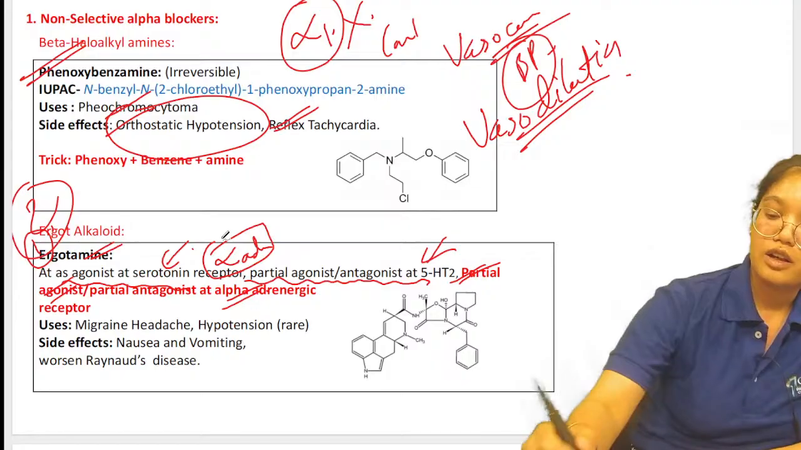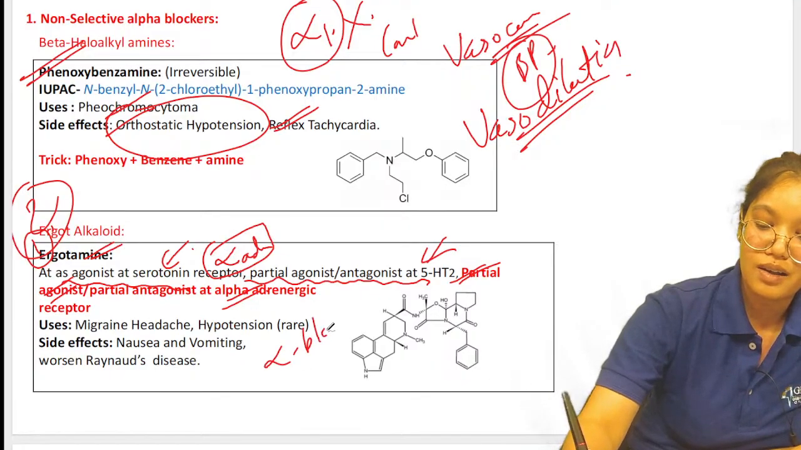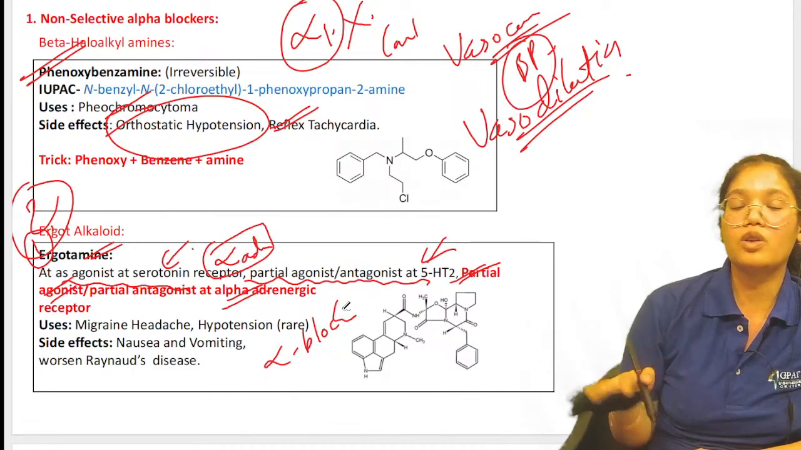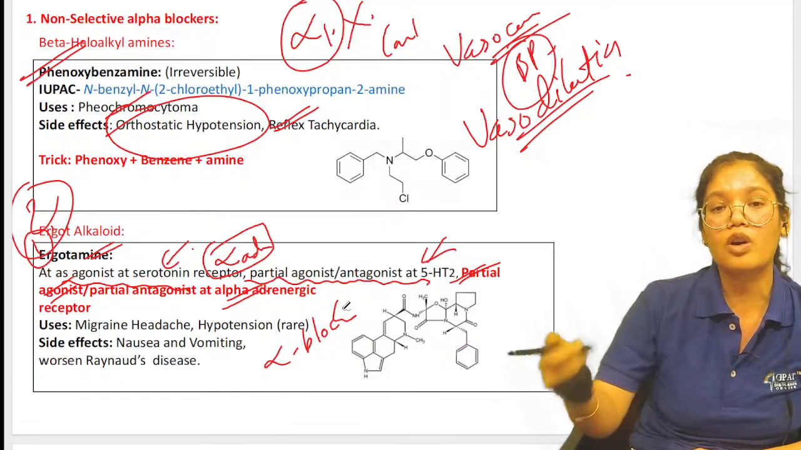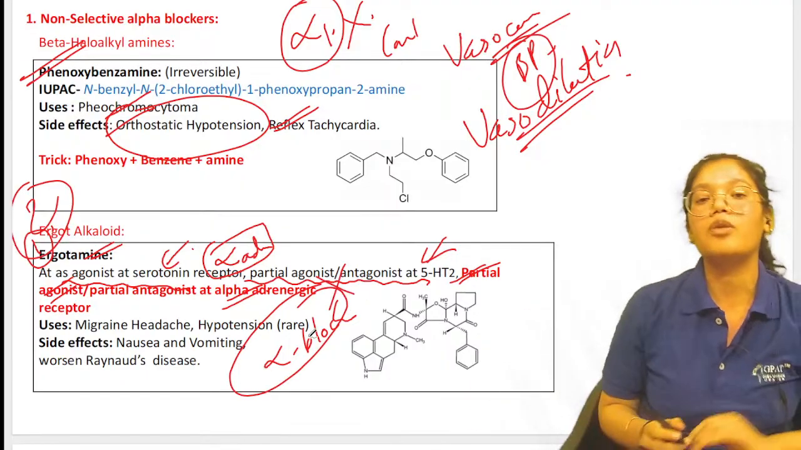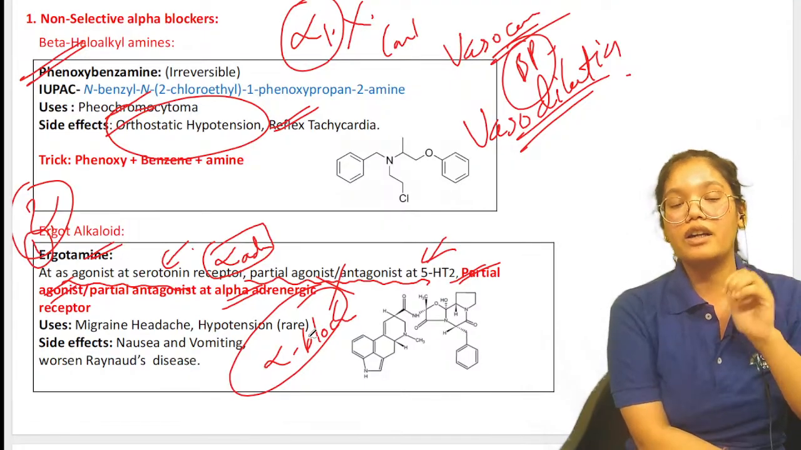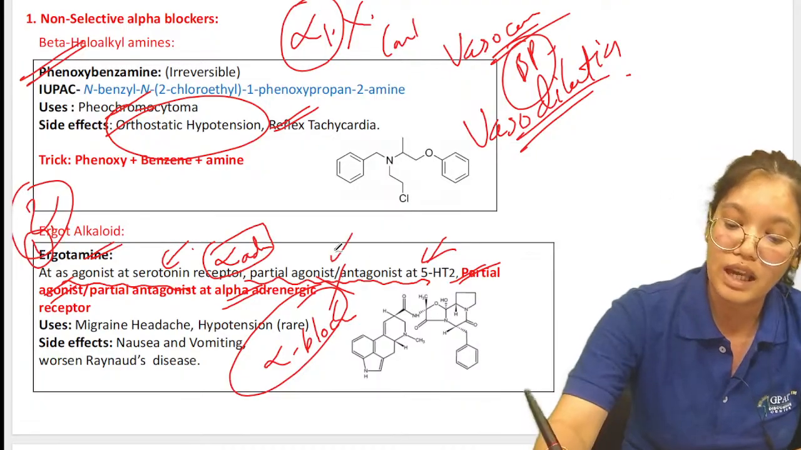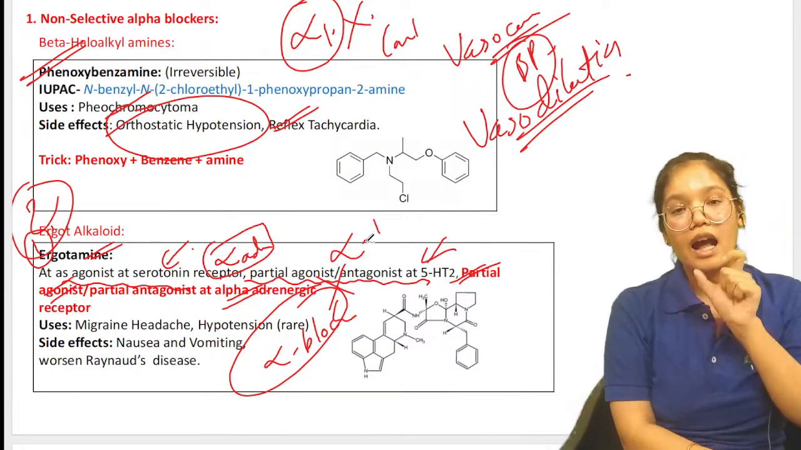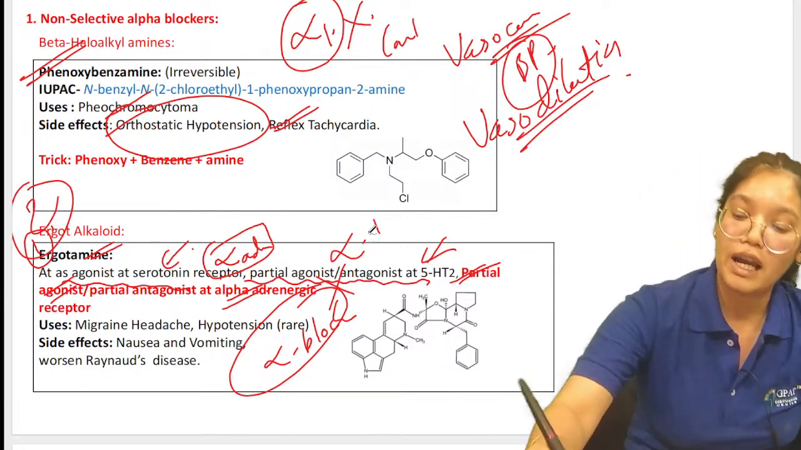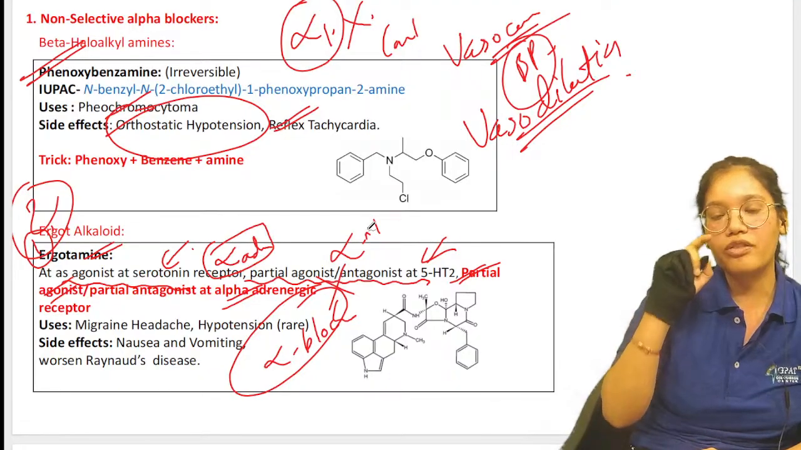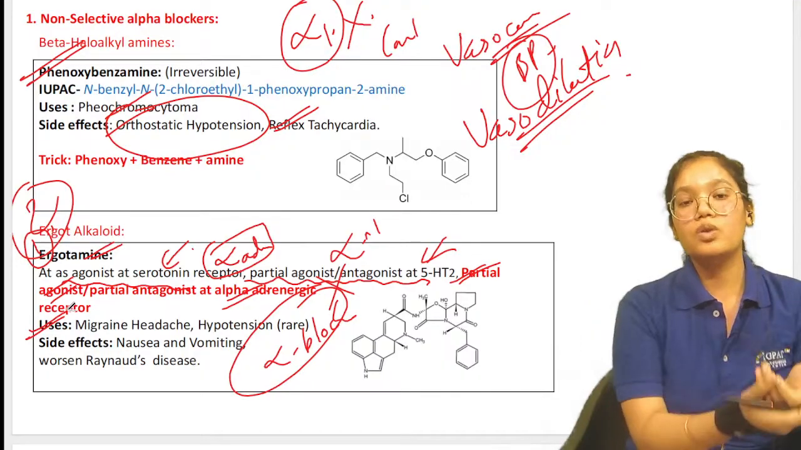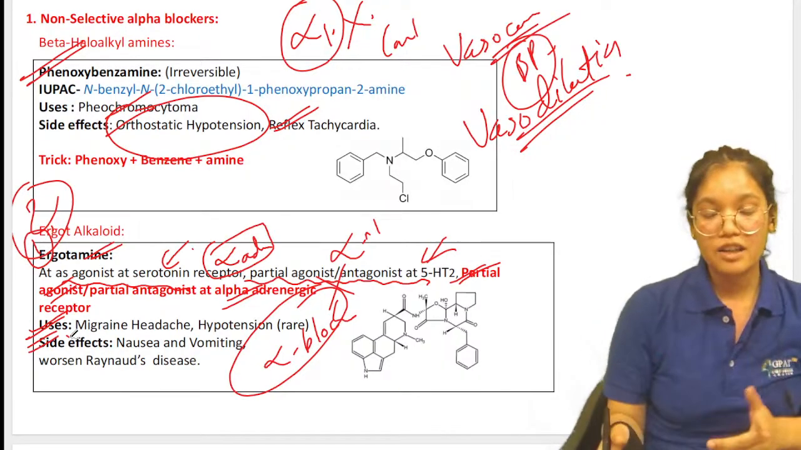So we do not use it as an alpha blocker clinically due to its suppressed action. Its action as an alpha blocker is not too great. That's why we don't use it clinically as an alpha blocker, but we study it under the classification of alpha blockers because it binds to the alpha receptor too. It has a mild alpha blocking activity, and this activity does not contribute to the uses, but it contributes to the side effects.